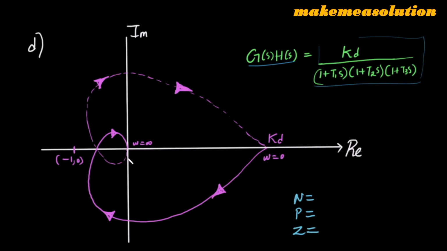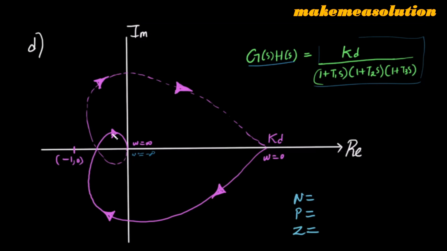Now, to get this other dotted line contour, which is w equal to minus infinity to w equal to 0, all we need to do is replicate the mirror image of the first one. So this is the first one from 0 to infinity. To get from minus infinity to 0, you just do the mirror image, and you get it. So this becomes your contour. Now this is the point minus 1 comma 0.